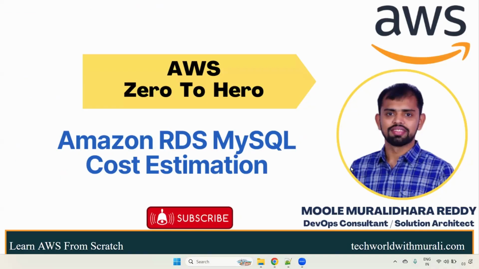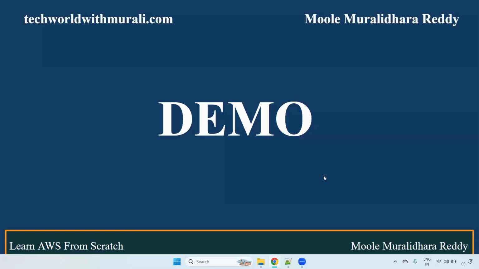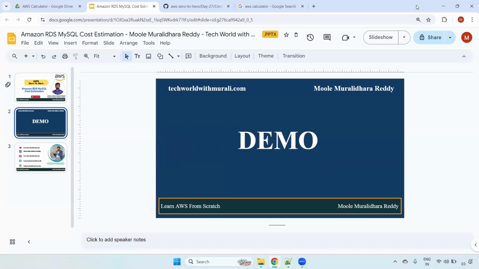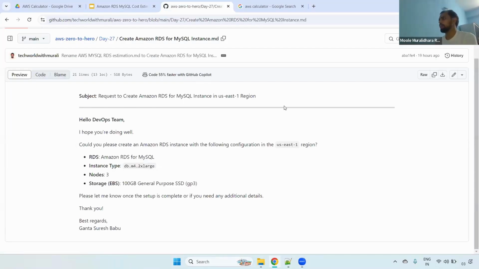Now we are going to discuss cost estimation of AWS RDS MySQL. Let's see the demo so that you will get some idea. So let's take an example. We got a request from the DBA team saying, hey, DevOps team, can you please create the AWS RDS with the following configuration in the US East 1 region.